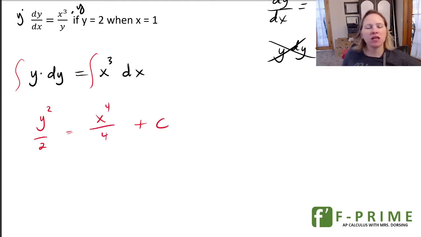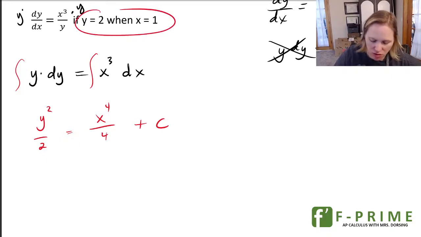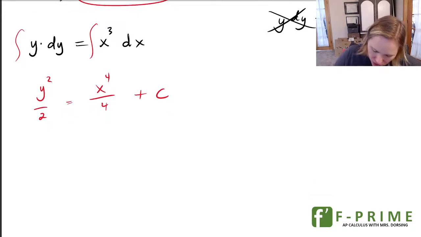Now, generally speaking, if it's an initial value problem like we have here, it tells us y is 2 when x is 1. We're finding the particular solution. That means we're finding the value of that constant. We're solving the initial value problem. I always do that step right away. Oftentimes, it's the easiest to solve for c right off the bat. So don't solve for y yet. So here we go. What is c?